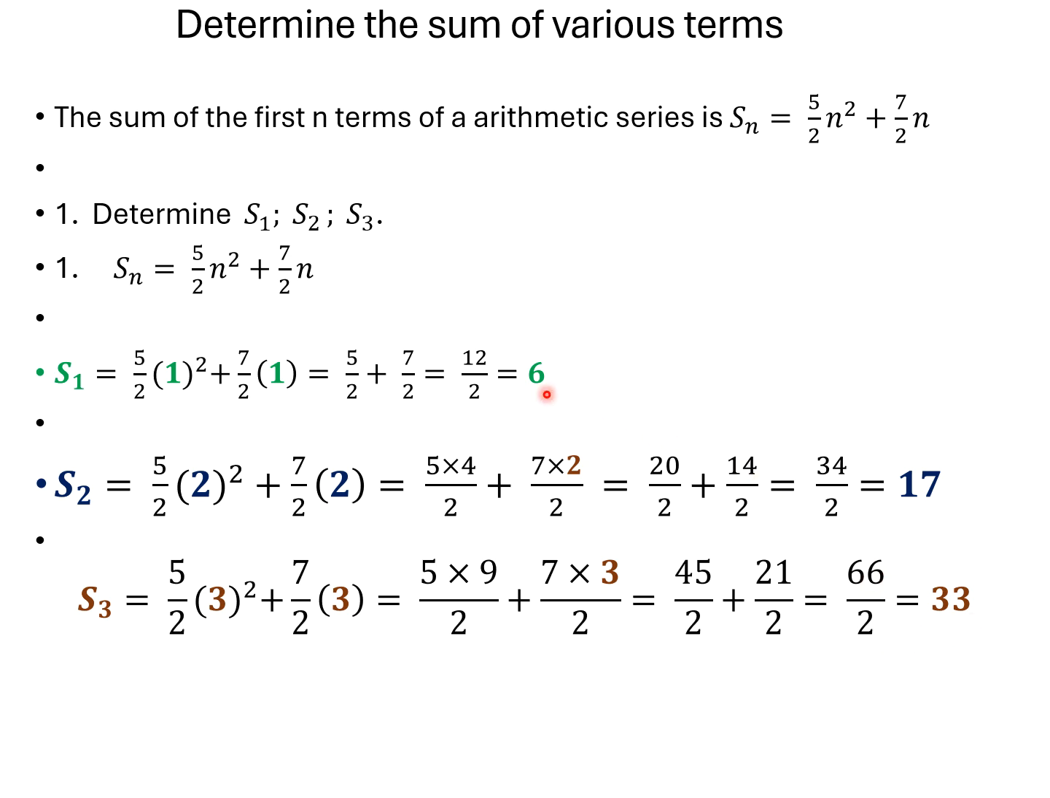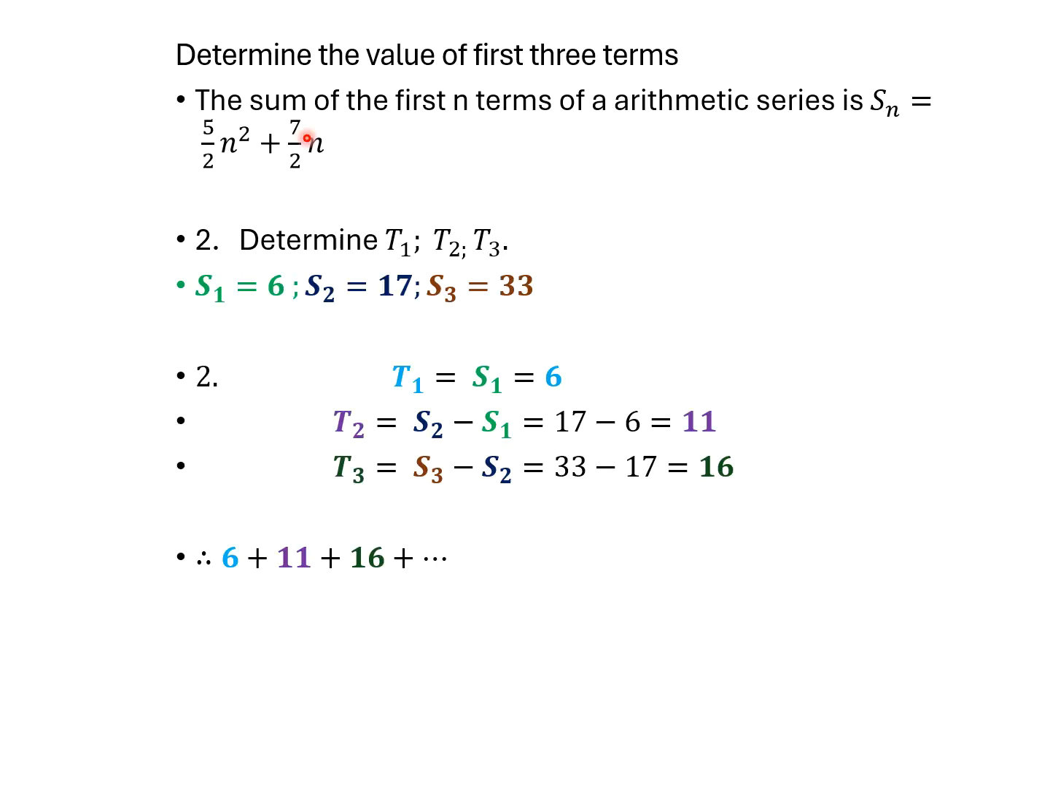So the sum to one term is 6, the sum to two terms is 17, and the sum to three terms is 33. Now the process we're going to do next is to ensure that you understand how to use these three sum values to get the first three terms. So that is the surprise for the exam. So determine term 1, term 2, and term 3. So you see I have sum 1 equals 6, sum 2 is 17, and sum 3 is 33.